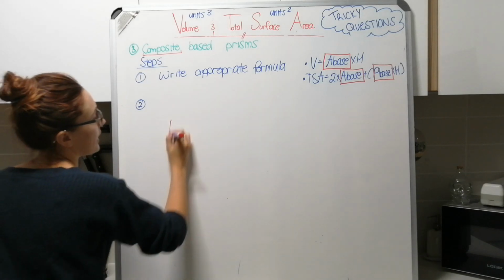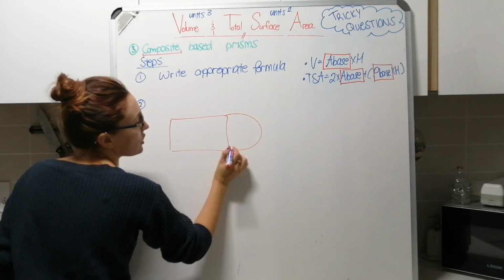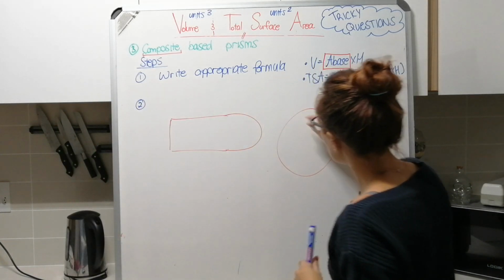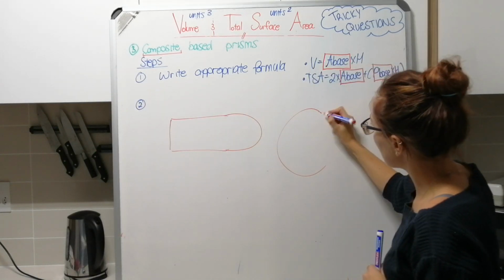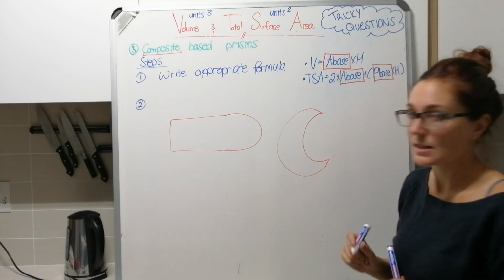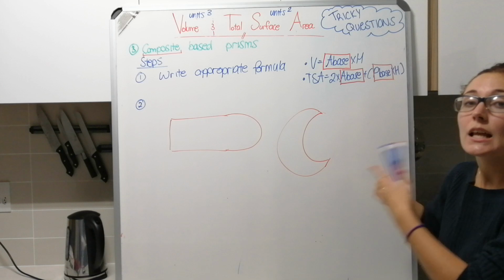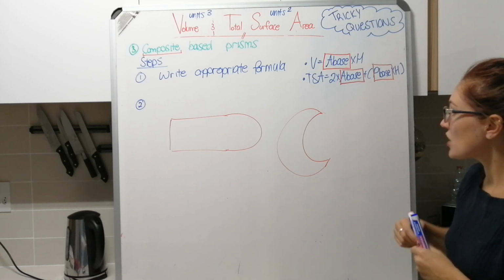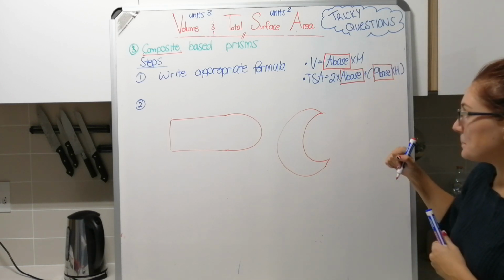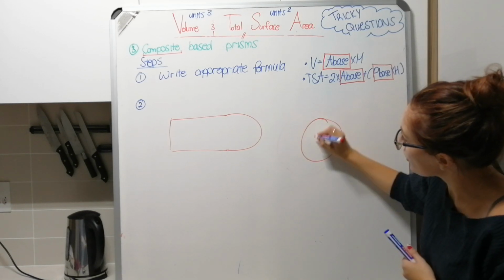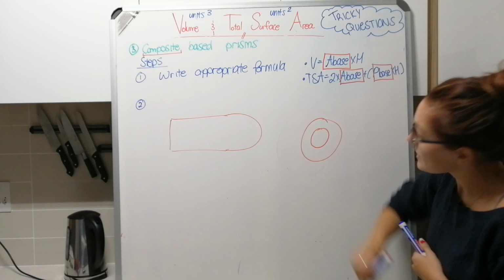So for example, I've got a square with a semicircle stuck to it. So that's now a composite shape. Or I've got a circle with, let's do a weird one, a semicircle cut out of it. Something like that. Now any weird composite shape you can think of, that can be turned into a prism. So I could take this, let's make a smaller one. Let's say I had a circle with a circle cut out of its center.